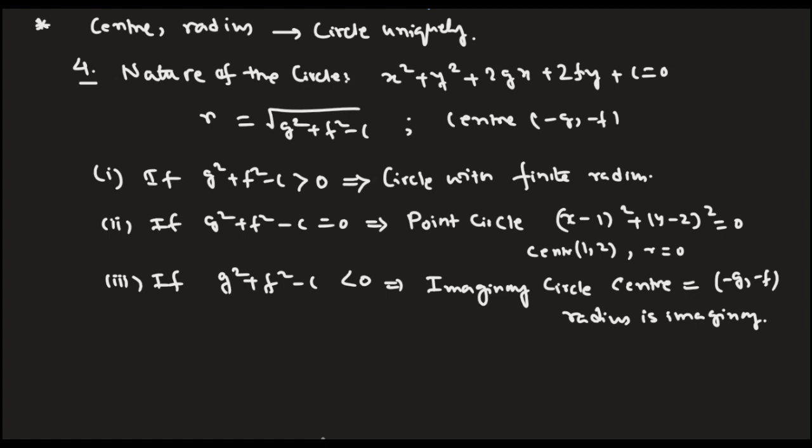If g square plus f square minus c is less than 0, then you have an imaginary circle where the center of the circle is real, (minus g, minus f), but the radius of the circle is imaginary. So I hope all of you understand this concept.